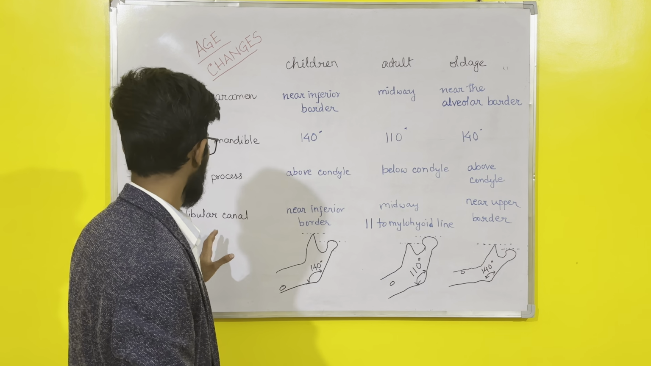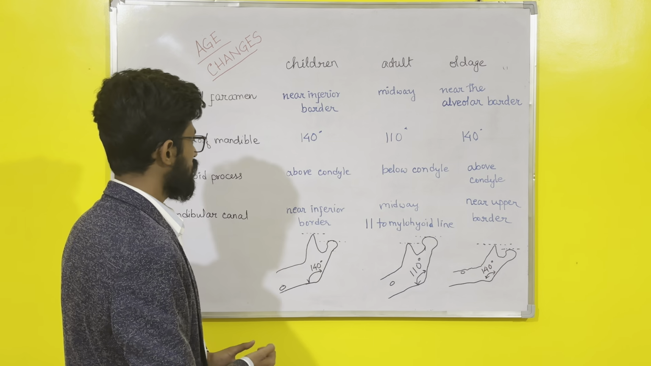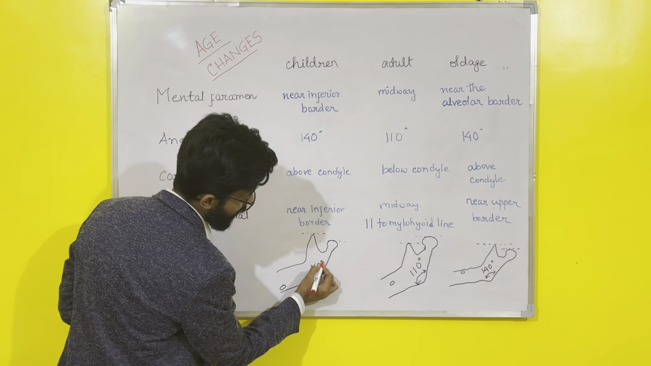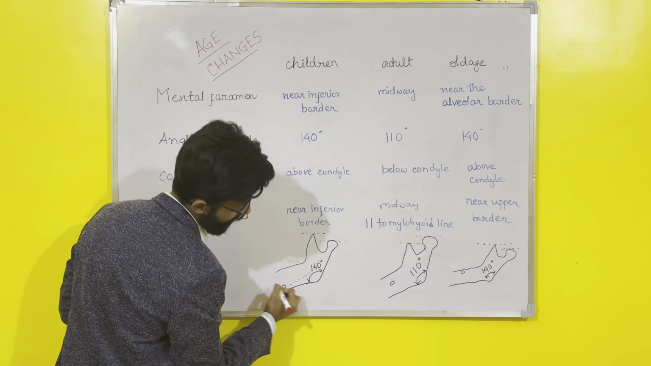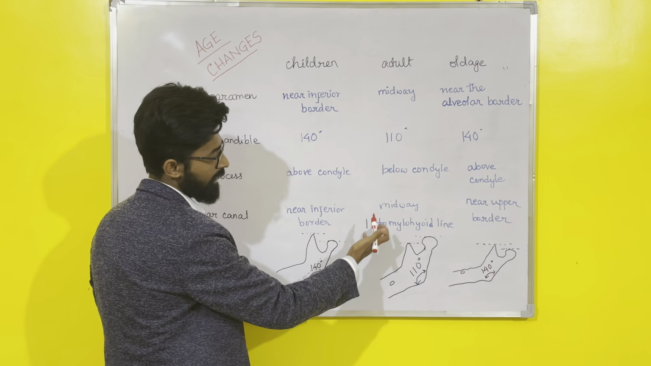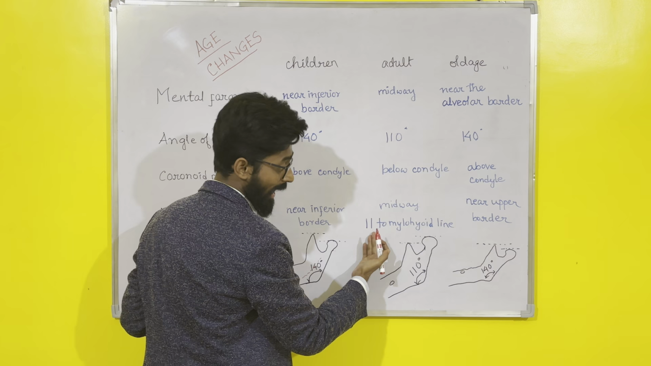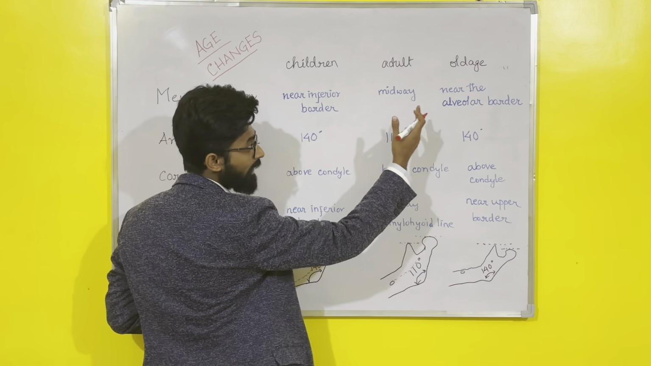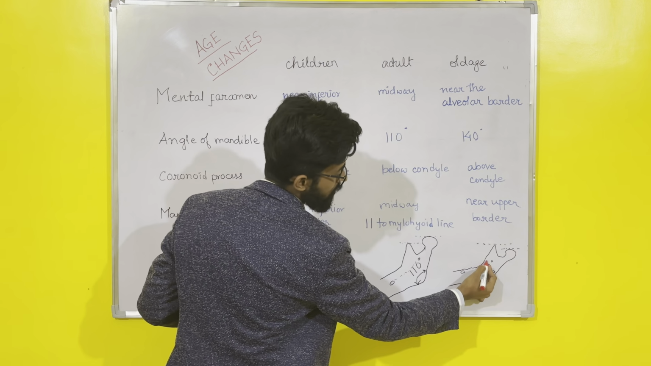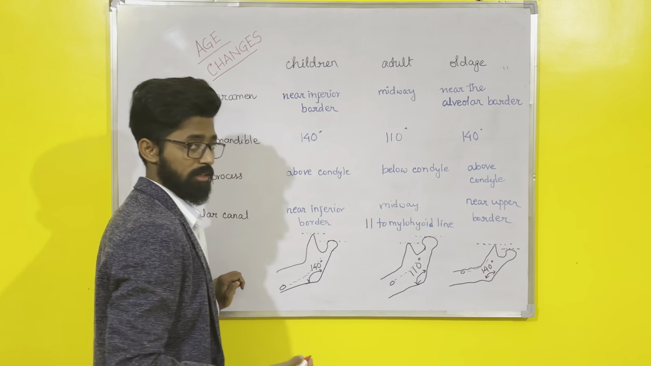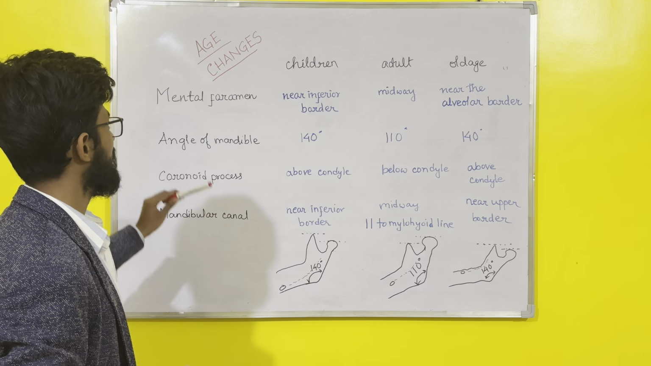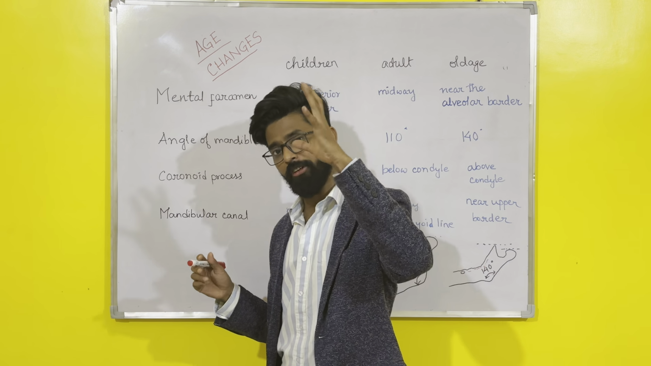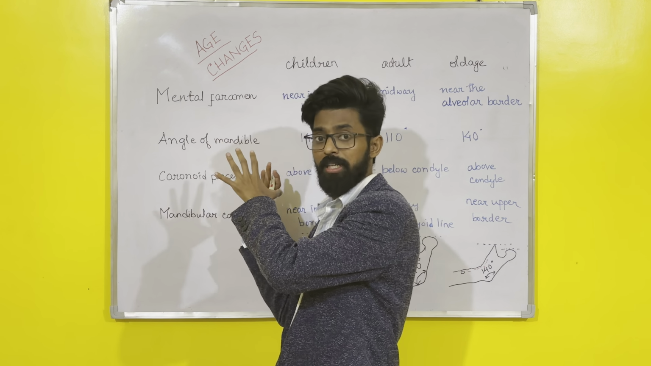Last is the mandibular canal. In children the mandibular canal is near the inferior border, somewhere like this. Next, in adults it is parallel to the mylohyoid line, in the midway, so it is here. In old age the mandibular canal is closer to the upper border. So these four changes you need to remember. It is important both for your first year and for your NEET MDS preparation.